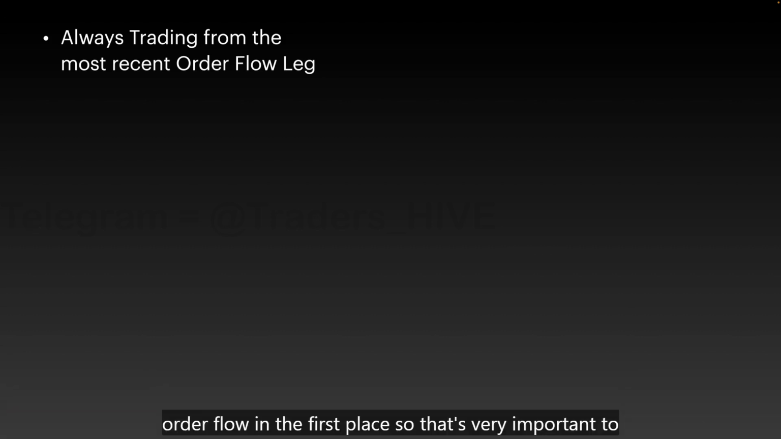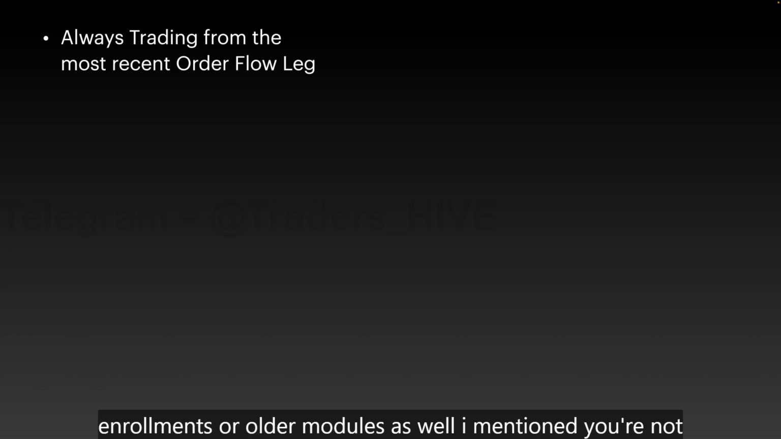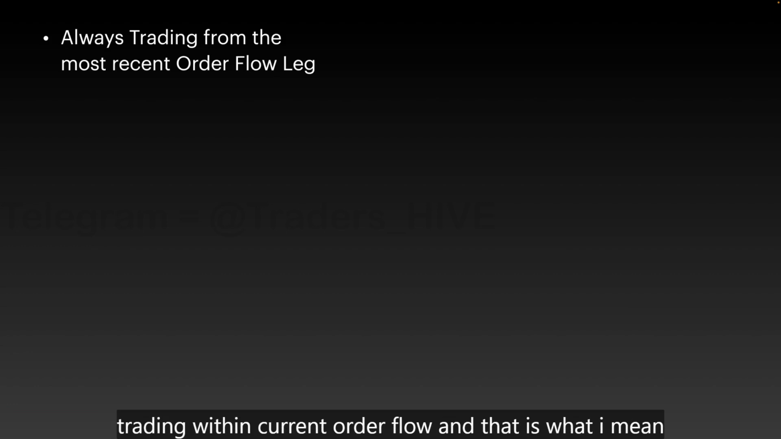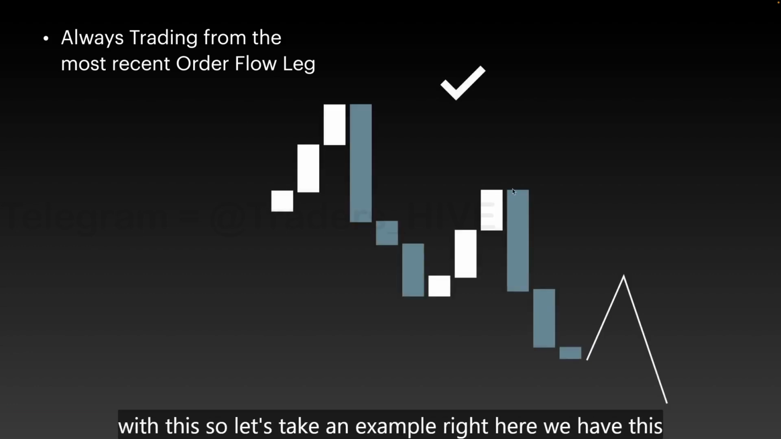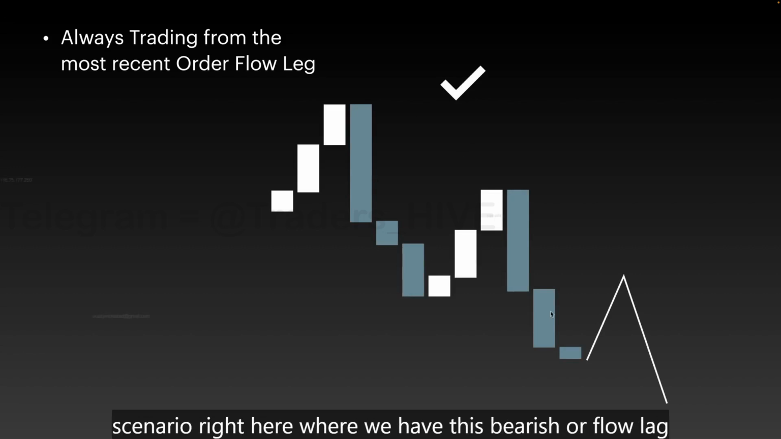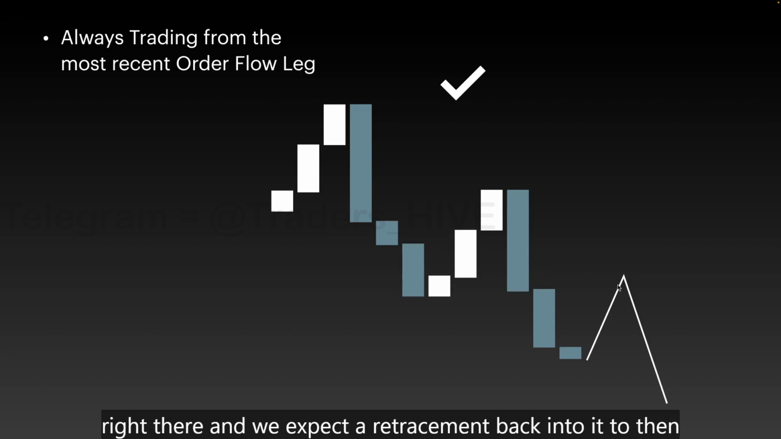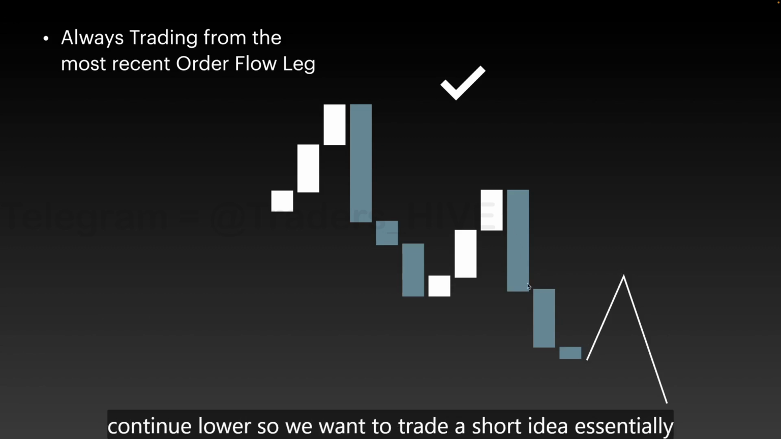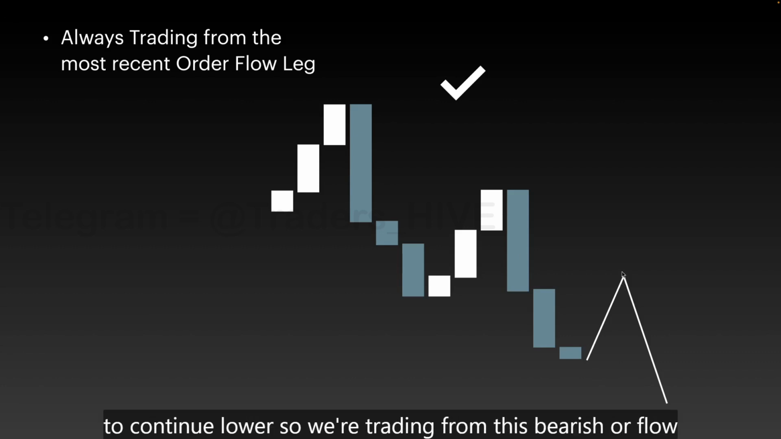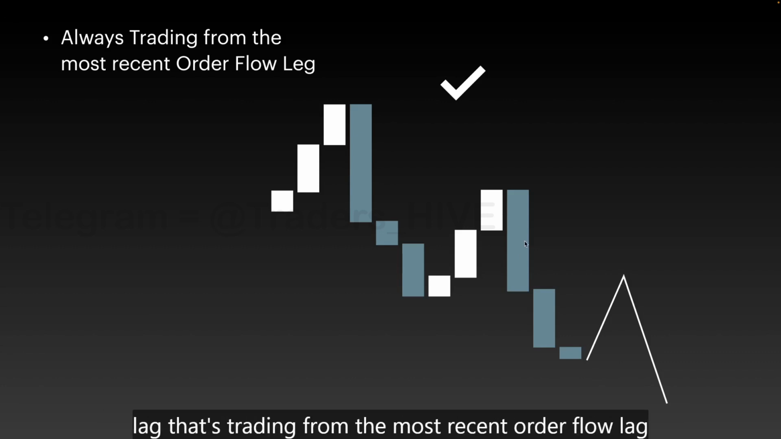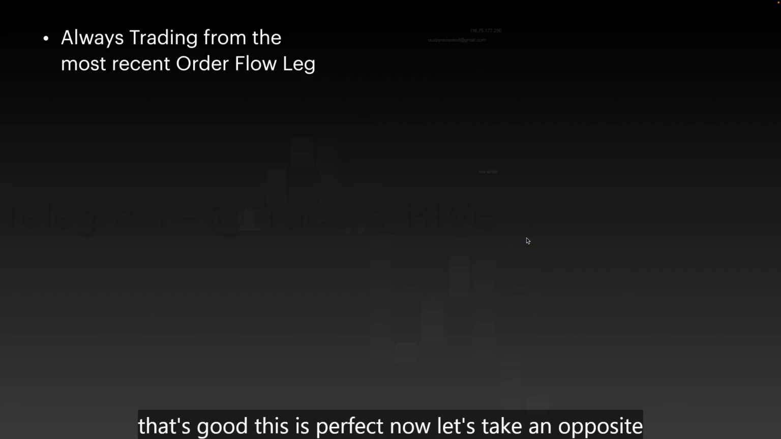So that's very important to understand, because sometimes I mention, in older enrollments or older modules as well, that you're not trading within current order flow. And that is what I mean by this. So let's take an example right here. We have this scenario where we have this bearish order flow leg right there, and we expect a retracement back into it to then continue lower. So we want to trade a short idea essentially to continue lower. So we're trading from this bearish order flow leg. That's trading from the most recent order flow leg. That's good. This is perfect. Now, let's take an opposite example.